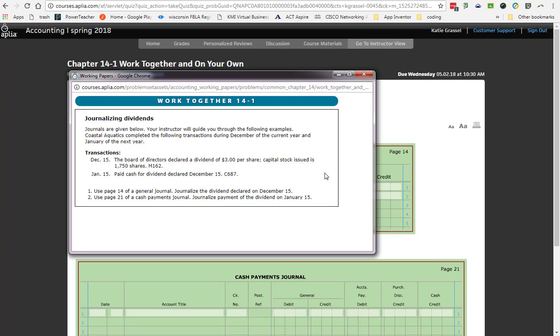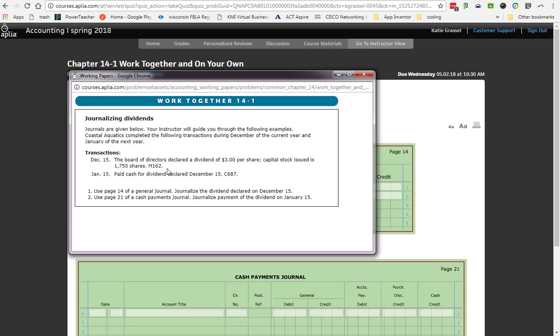So we look here and it says that we are paying a dividend of $3 per share, and there are 1,750 shares of stock that have been issued. We can't just take one of these 2 numbers for our December 15th journalization. We're going to have to multiply it. So 1,750 multiplied by 3 is 5,250. That's the amount of money that the corporation is going to pay to its stockholders.